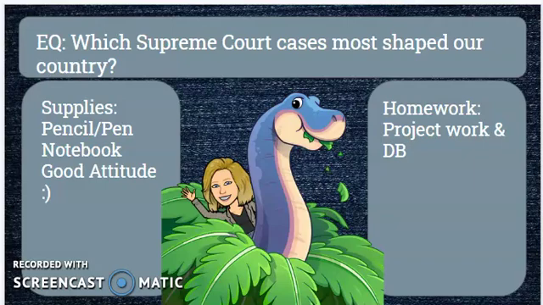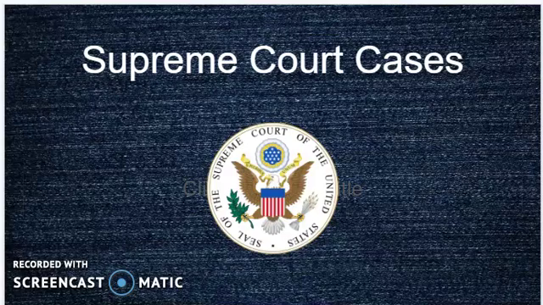So today we're going to start talking about the Supreme Court cases. Not all of them, there's thousands of them, but the landmark cases. So what is considered a landmark case is whether or not it has made a dramatic impact on society.